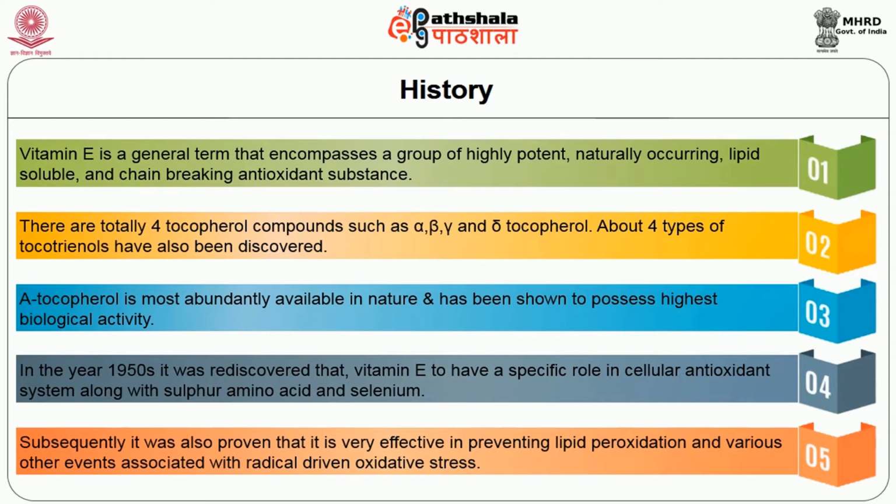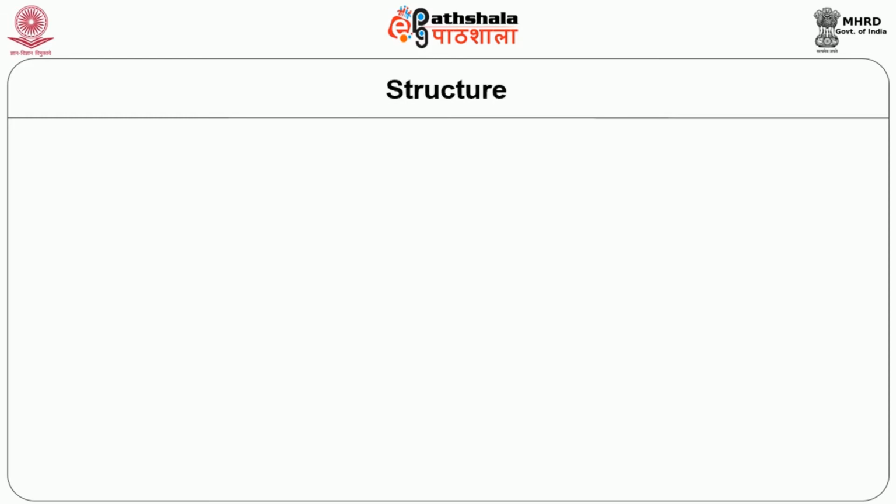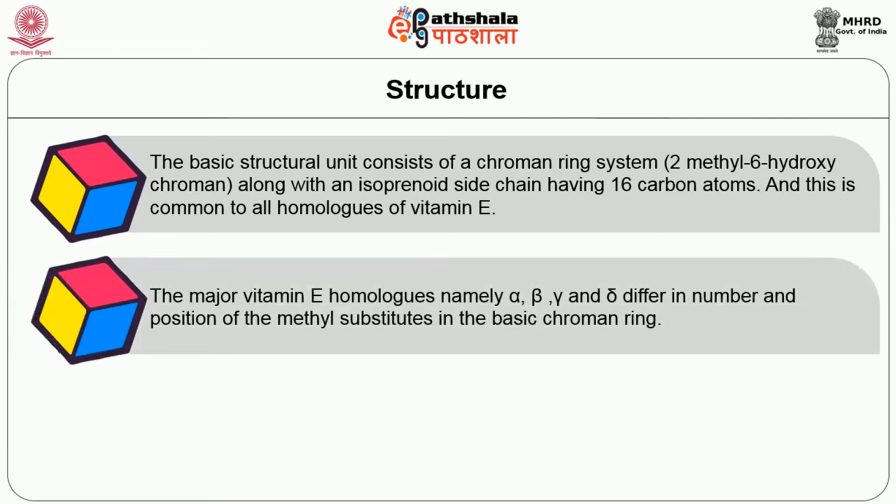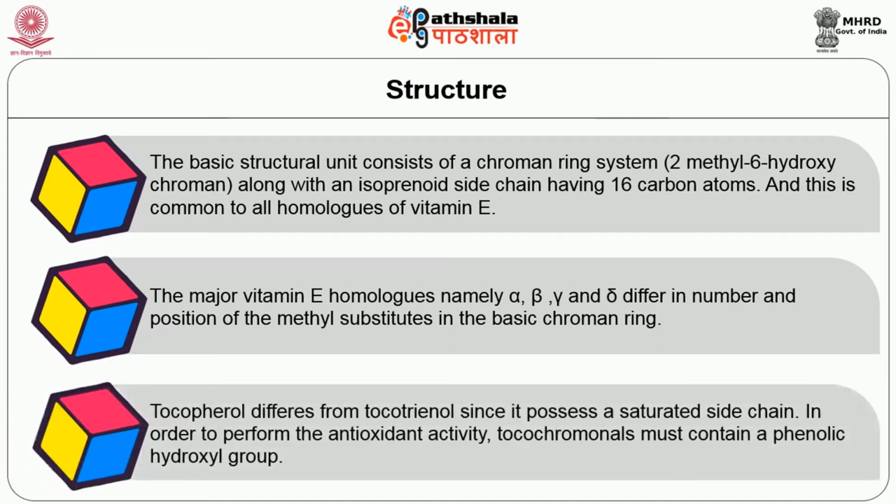Subsequently, it was also proven that it is very effective in preventing lipid peroxidation and various other events associated with radical-driven oxidative stress. Now coming to its structure, the basic structural unit consists of a chroman ring system along with an isoprenoid side chain having 16 carbon atoms, and this is common to all homologs of vitamin E. The major vitamin E homologs, namely alpha, beta, gamma and delta, differ in number and position of the methyl substituents in the basic chroman ring. Tocopherol differs from tocotrienol since it possesses a saturated side chain.